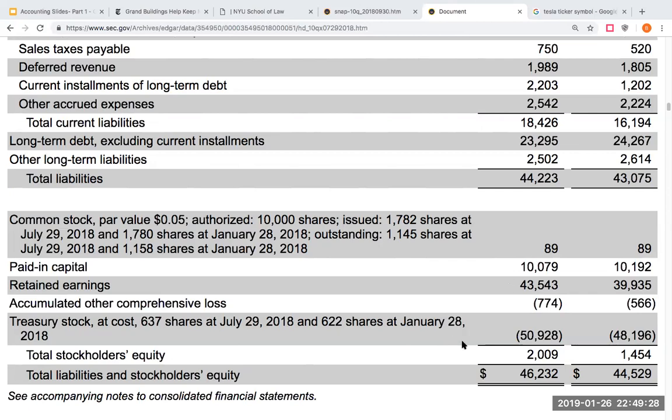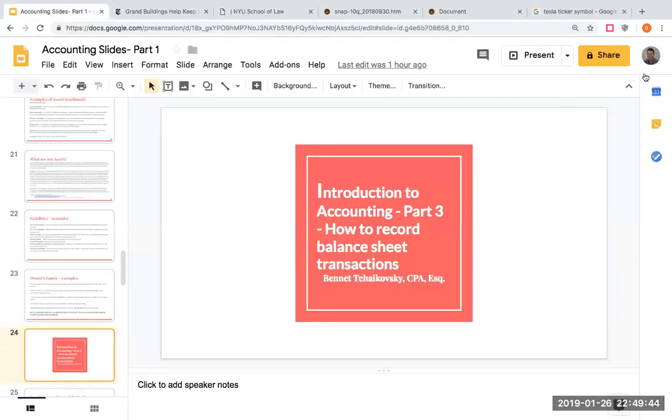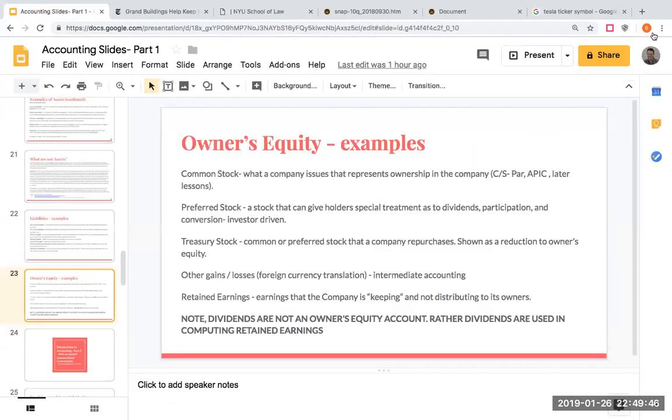So here we've got treasury stock. And as I said, what is treasury stock? A company has gone out and bought back their own shares. So that's what treasury stock is right here. So that's another example of an owner's equity type account. Now let's go back here.